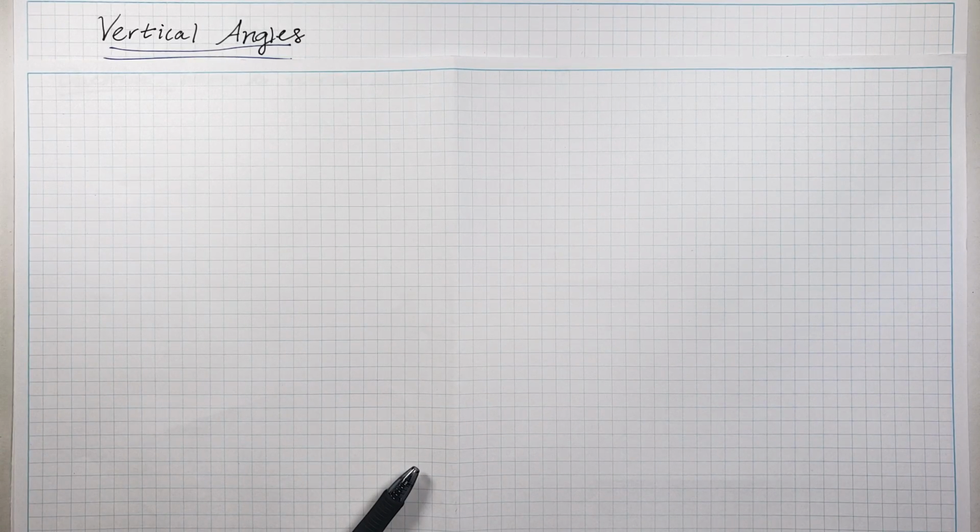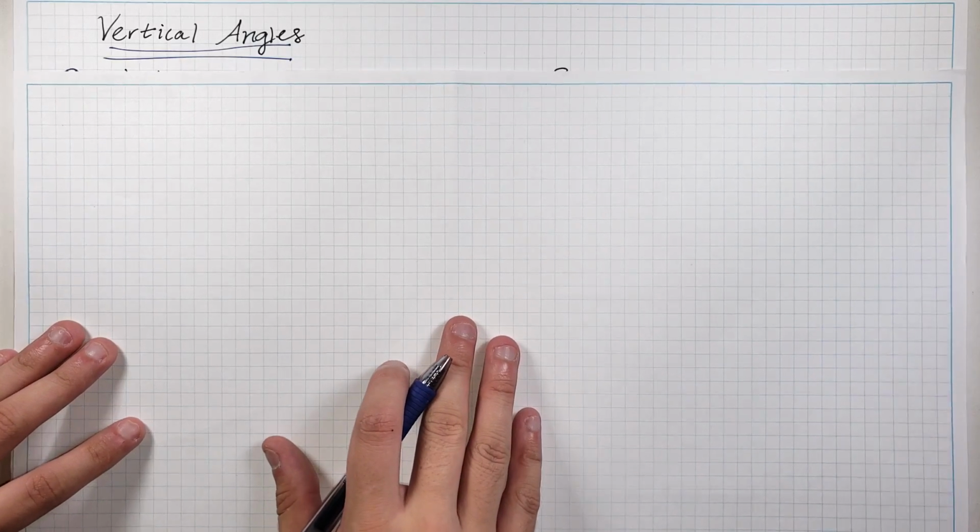Alright guys, so in this video we're going to talk about these angles that are called vertical angles, and they're going to be very, very important for what's going to come later on with the geometry section for pre-algebra. This is probably one of the most important things that we're going to look at for the entire geometry section, and it's called vertical angles.